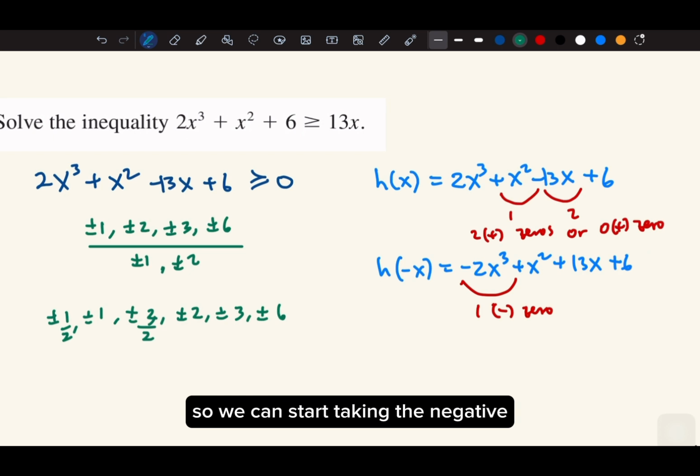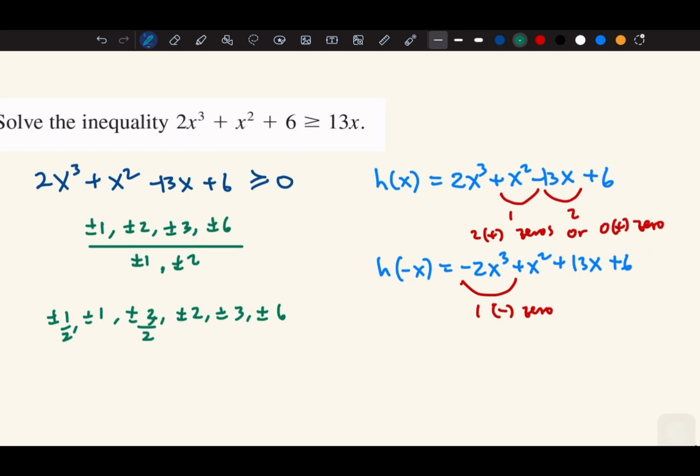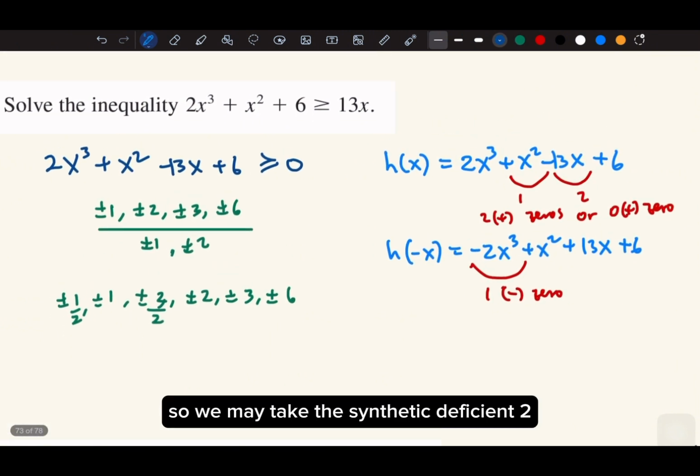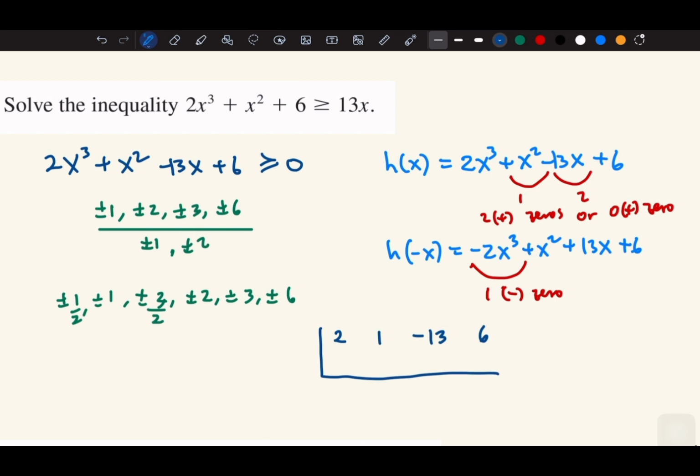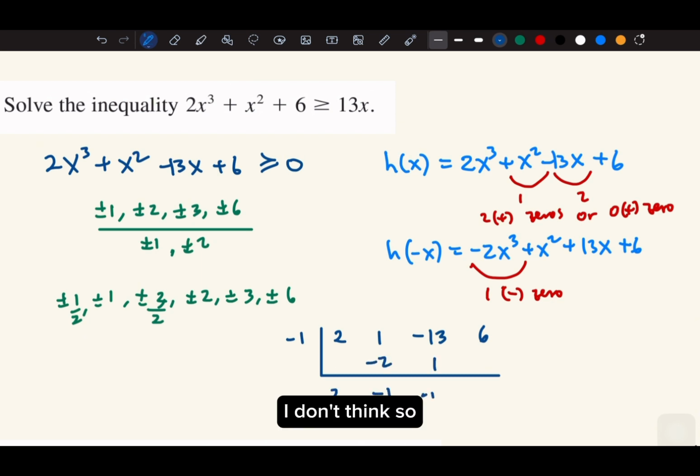So we can start by taking the negative. We take the synthetic division: 2, 1, negative 13, and then 6. So we can take negative 1, I don't think so.